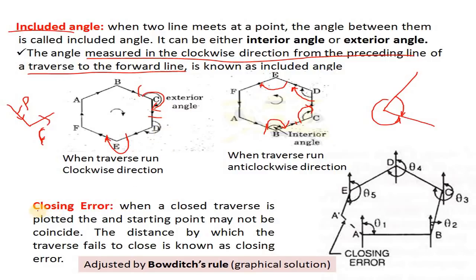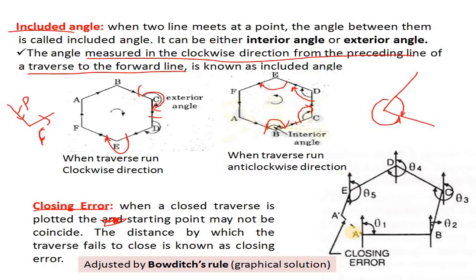Now, what is closing error? When a closed traverse is plotted, we have taken measurements from the field. Now we require to plot it on paper. During the plotting, there might be a minute error in the angle or length due to which the traverse may or may not be closed. This A' point should meet here after plotting, but this fails to meet here. The distance by which the traverse fails to close is known as closing error. This is called closing error.